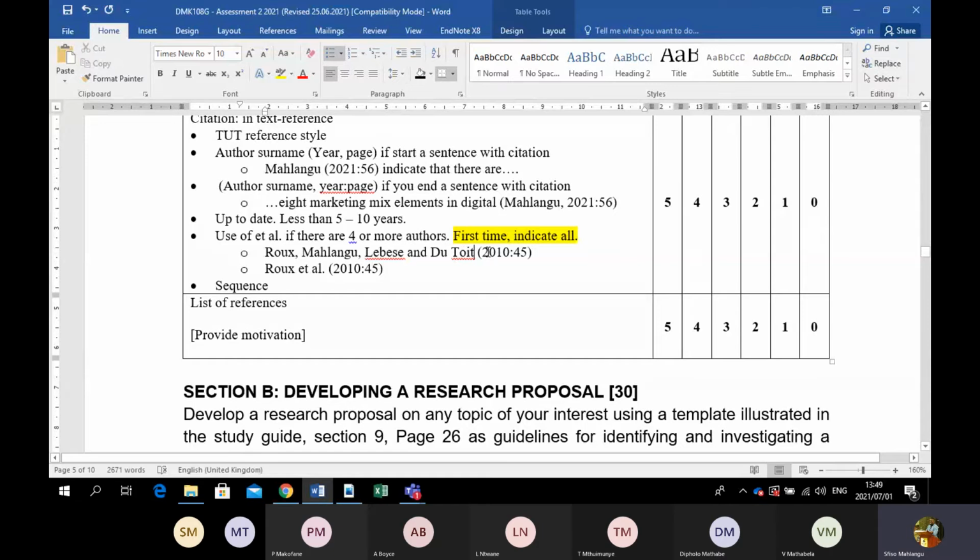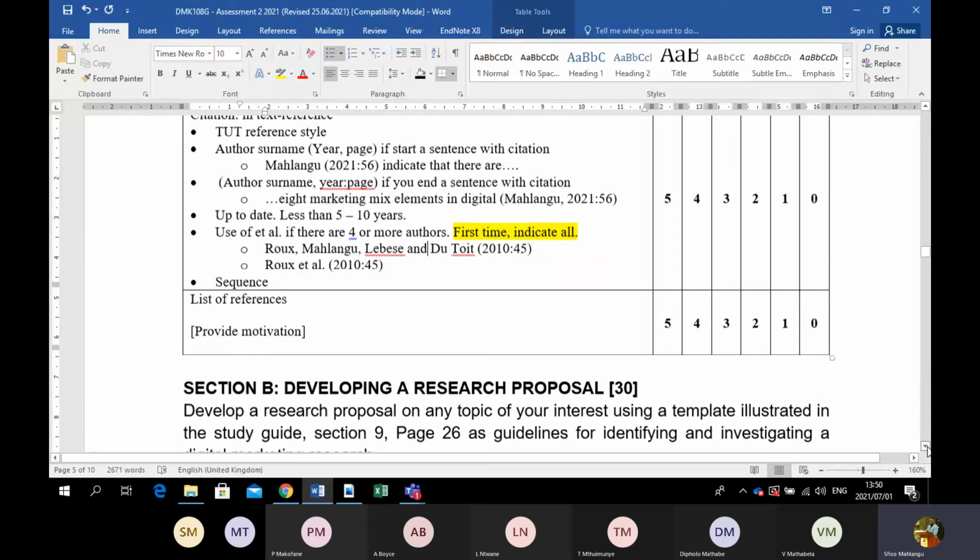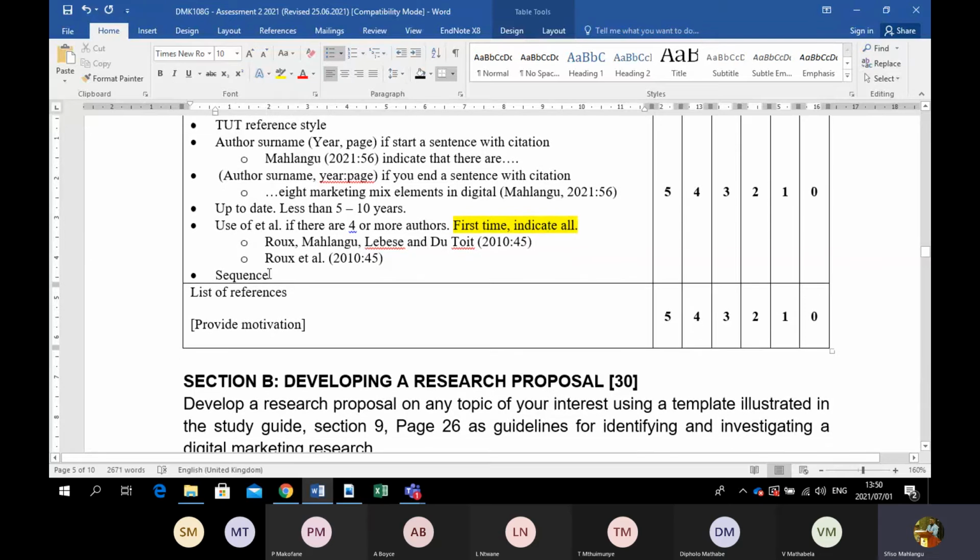The first time you reference them, at the top of your abstract or first page, you will indicate all of them. Maybe on the second page, if you're still citing them, then you use the word et al. I'm not sure about TUT citation. Actually, I'm sure. I'm just giving you a homework. You have to find out if it wants that as well.